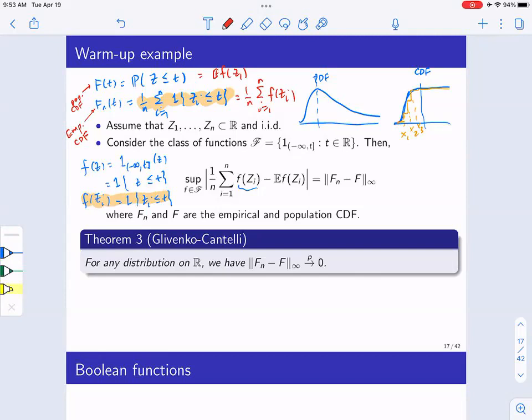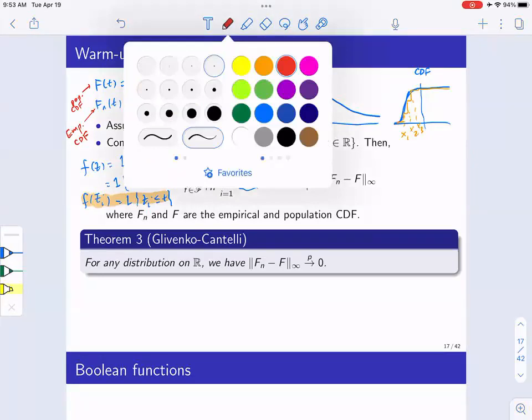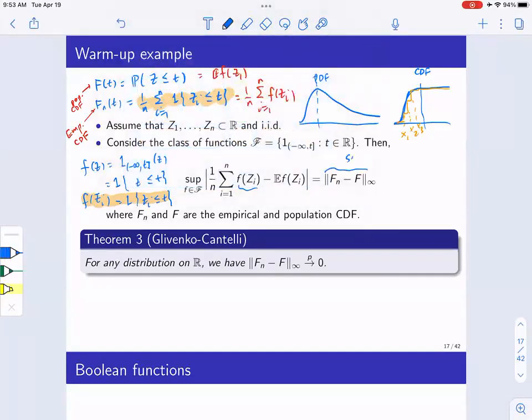And so as I vary the function, when I vary t, so the levels, basically this ranges over all possible functions. So this is equal, if you think about it, to this guy, which is just the supremum over t.